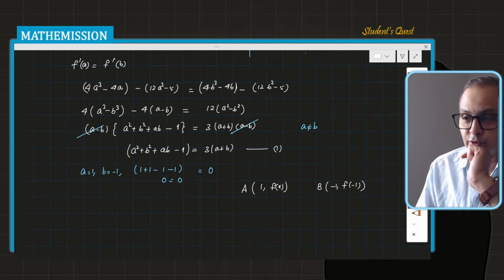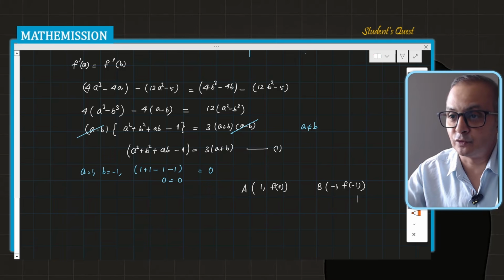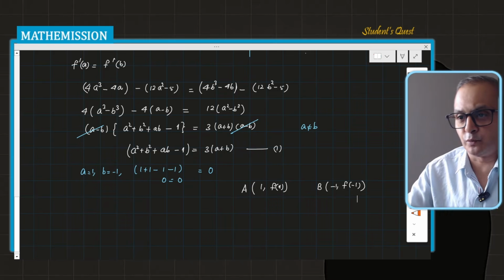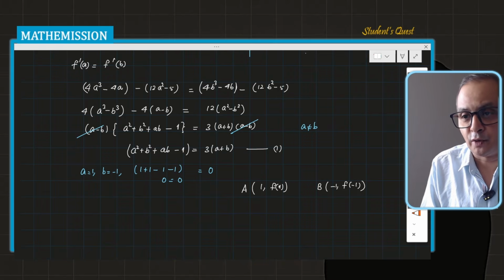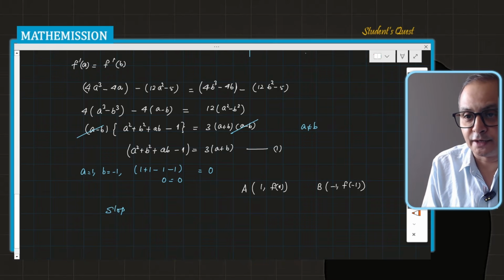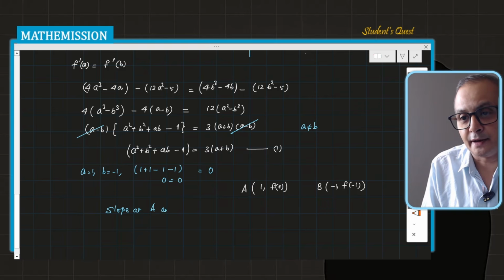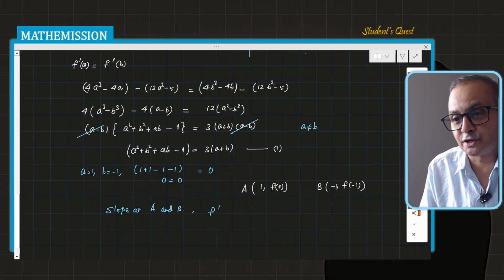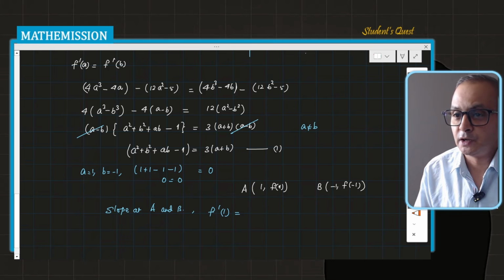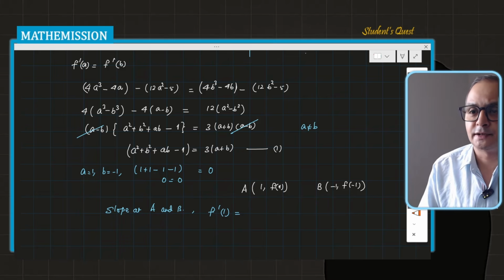So we'll come to that, but let's see what is happening over here. If you are putting x equals 1 or x equals minus 1, because you know the point, what is the slope we got? The slope at 1 and the slope at minus 1 is the same. So let's say the slope at a and b, whatever it is, f dash minus 1 or f dash 1 should give you the slope. So what is f dash 1 we get?